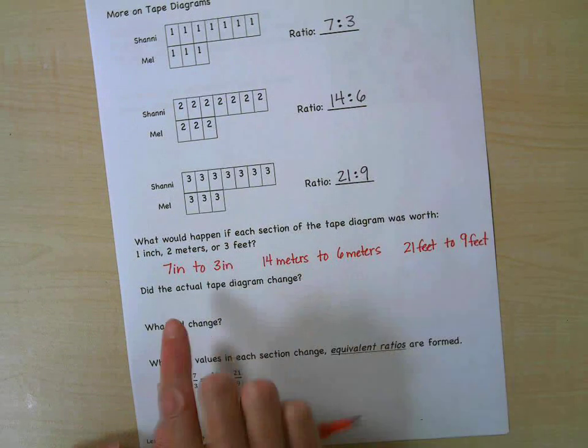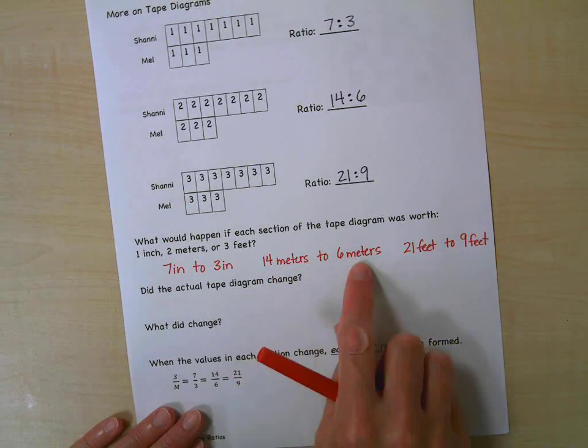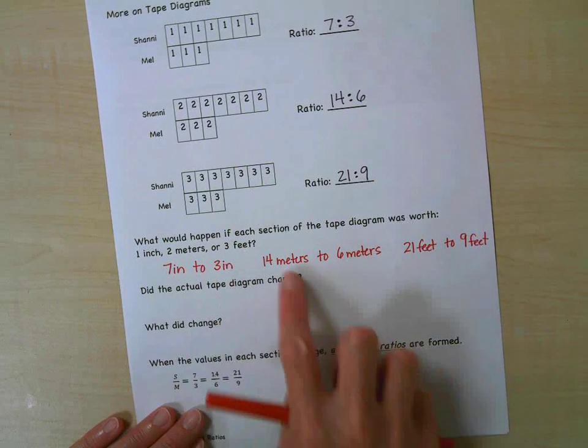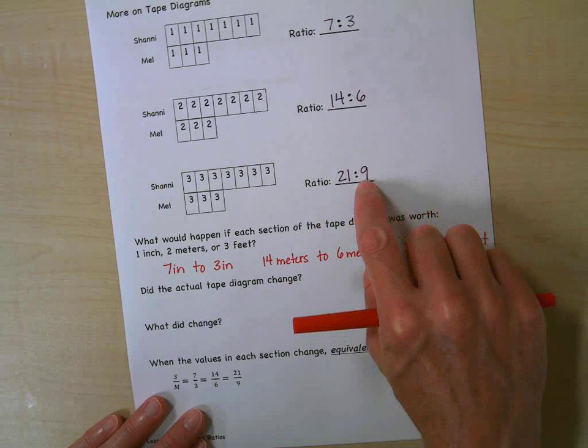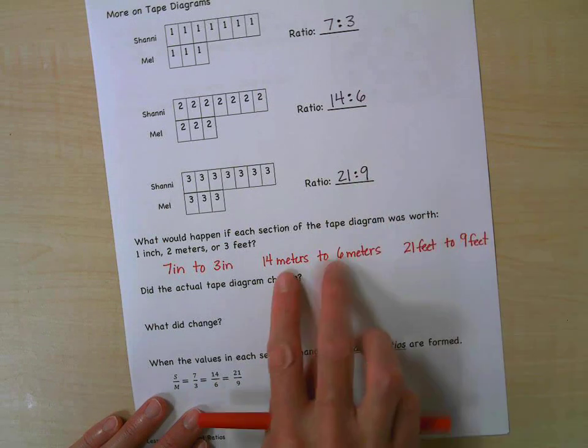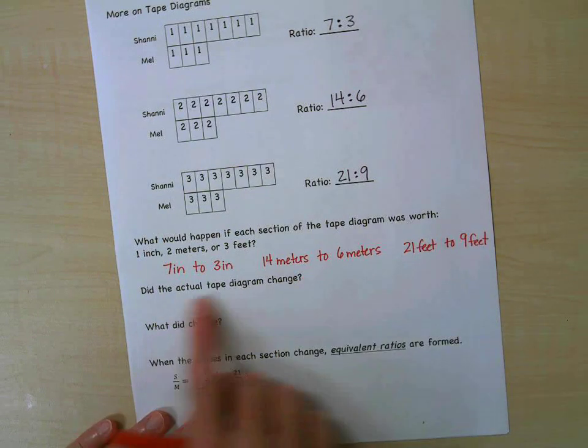What would happen if each section of tape was worth these different amounts? Then you would come up with these different types of ratios and ratio relationships, because remember, these are quantities. Because they have units of measure, it makes them quantities. Okay, these are just ratios. These are ratio relationships because they have the quantities, the units of measure.